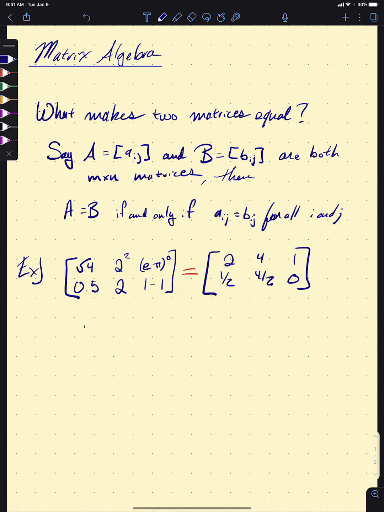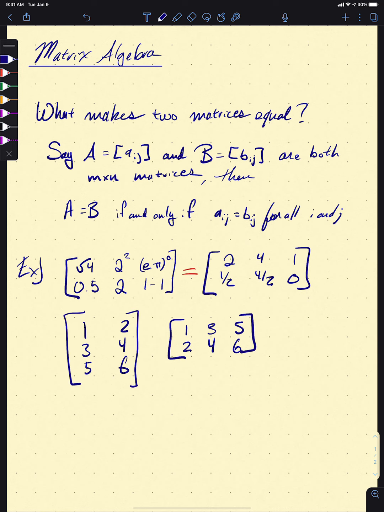Okay. What about this one? Let's say we have 1, 2, 3, 4, 5, 6. And let's say this matrix is 1, 2, 3, 4, 5, 6. Are these two matrices equal? Well, if we look at this, we can see some similarities, but this is a 3 by 2 matrix and this is a 2 by 3 matrix. So they are not equal, not in the slightest. There's no way for them to be equal.